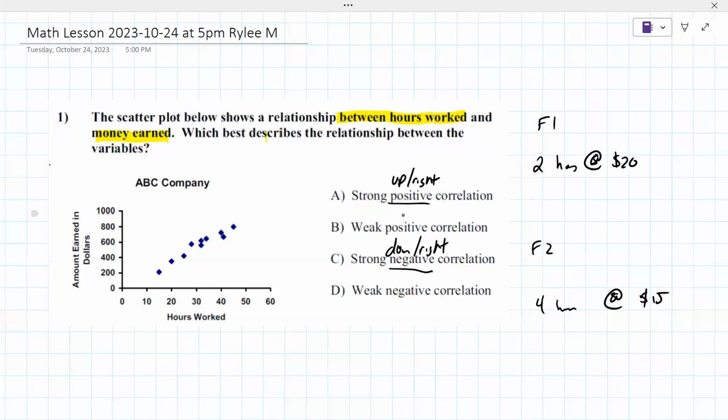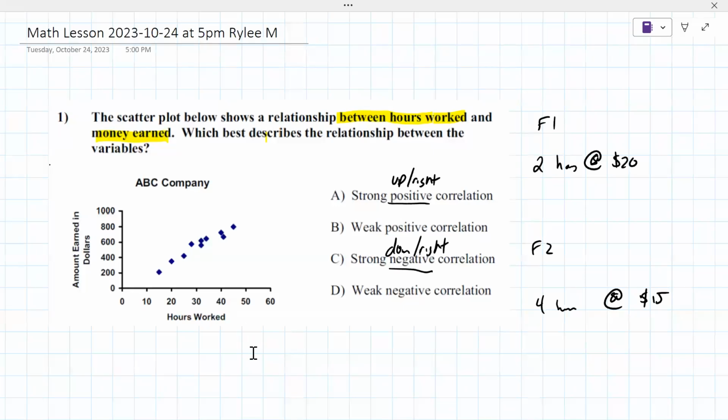And in this country, in the English language, we always go left to right. That's just the way it is. I don't make the rules. But we all agree on that. Okay, so that means it's either A or B. How do you decide whether it's strong or weak or maybe moderate? Do you remember that from class?